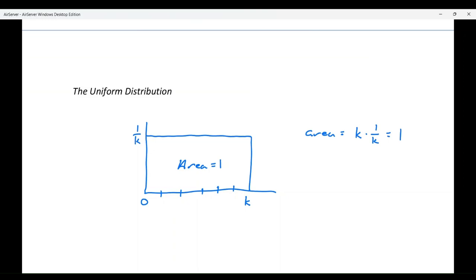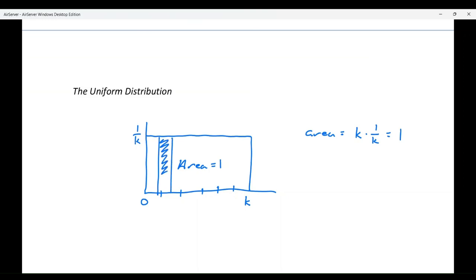So when you're dealing with a uniform distribution, you often will know the width, because the width is just the range of the values that you have. You might be dealing with values from 100 to 200. Your range is 100. That's the width of your rectangle. The height then has to be 1 over 100.